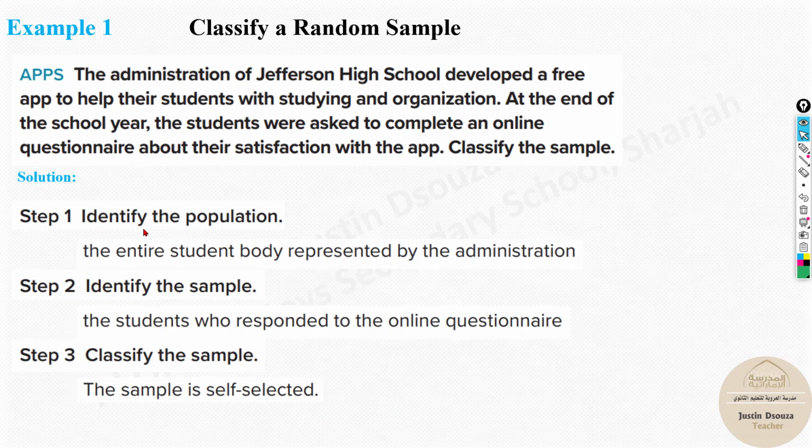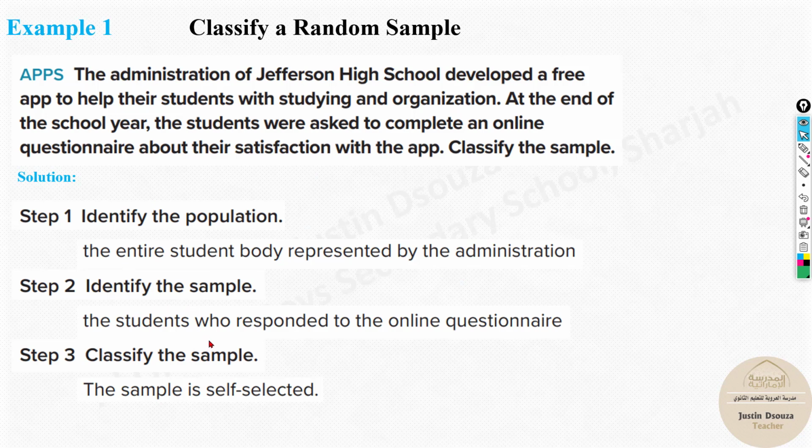So now identify the population. Who is the population? All the students, the student body. Basically, it's not other than that school, because this administration did it for this particular school. So the student body means the students of this particular school, represented by the administration. This is basically the students of the school, represented by the administration, because they had done it.